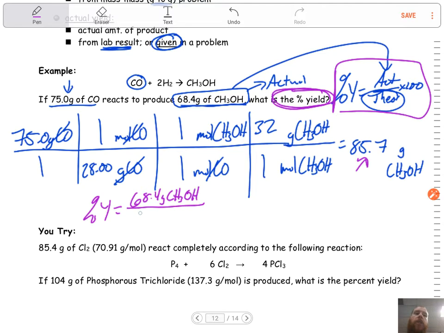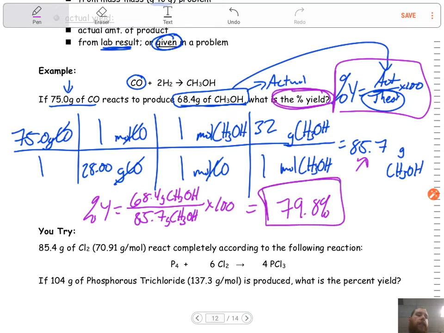That's the amount that you could do if every single molecule reacted. You know that not every one is going to. Some are going to get stuck to your container, and that's just the way it is. All right, so 85.7 grams of CH3OH times 100. And then we're going to do that math. When you do that math, guys, you should get about 79.8%. That's your final answer. All right, about 80% yield, which isn't bad.